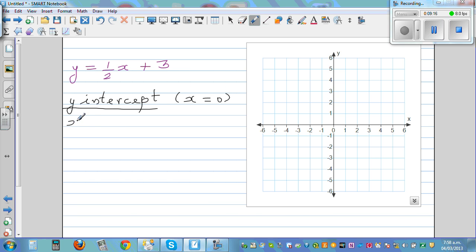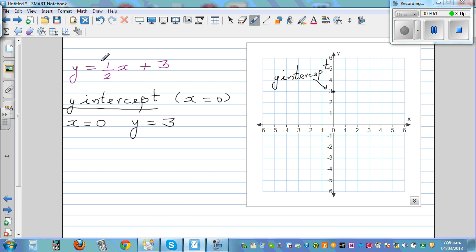So when x is 0, your y is half times 0. 0 times anything is going to be 0. You multiply any number by 0, or 0 by any number, that's going to be 0. So when x is 0, y is going to be 3. So your y-intercept is 3. This is called the y-intercept. I need one more point.